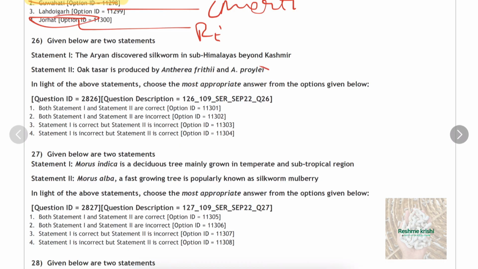The Aryan discovered silkworm in sub-Himalayan beyond Kashmir. Oak tassar is produced by Antheraea frithi and Antheraea proylei. Proylei we all know, but because of this we will have a doubt whether it is or not. But oak tassar is produced by both.